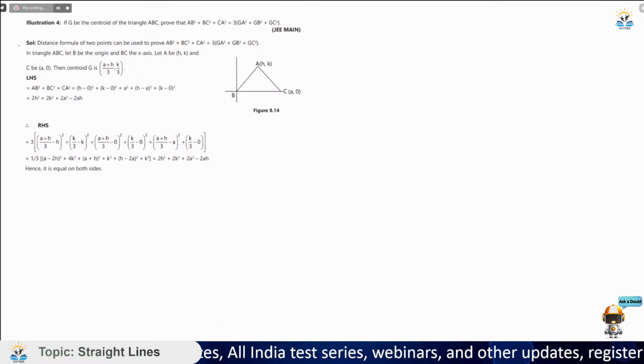Assume C at (a, 0), then the centroid... B is (0, 0), C is (a, 0), and A will be somewhere at (h, k).